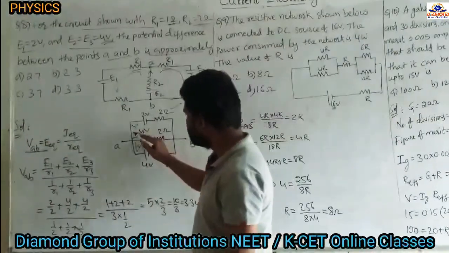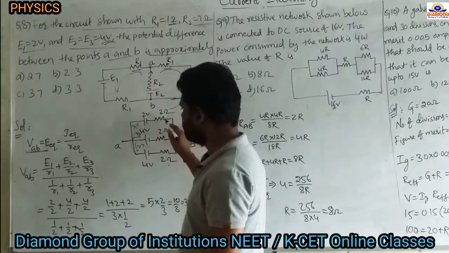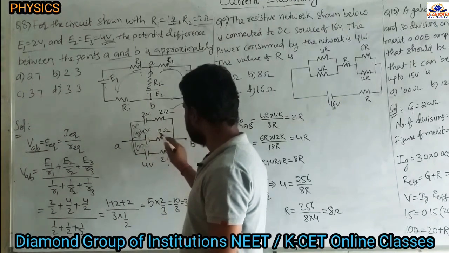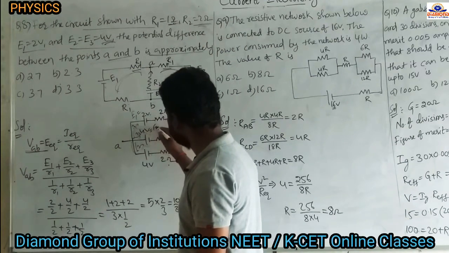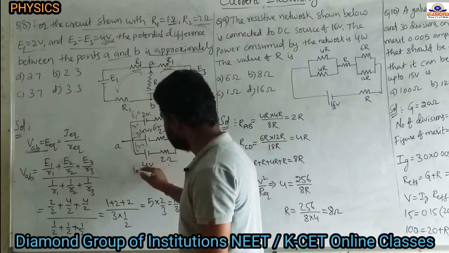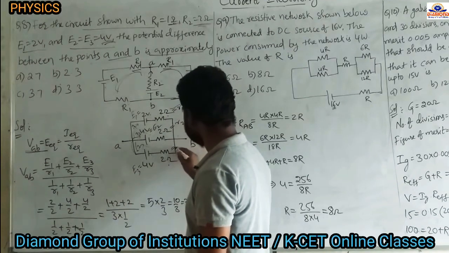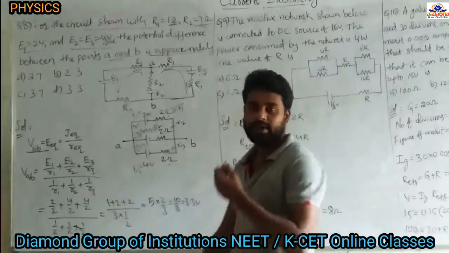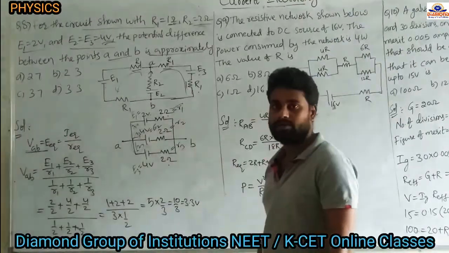Now I1 equals what? I equals V by R, so I1 equals E1 by R1, and I2 equals E2 by R2. This is E1, this is E2, and this one is E3. This is R1, this is R2, and this is R3. That means a grouping of 3 cells in parallel combination with internal resistances R1, R2, R3.